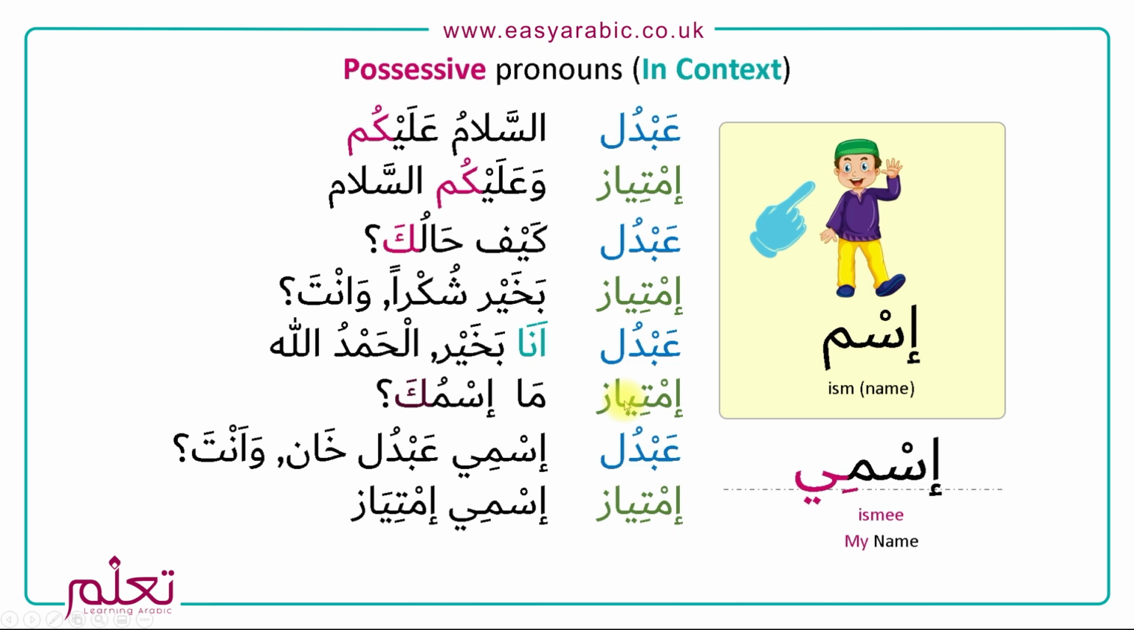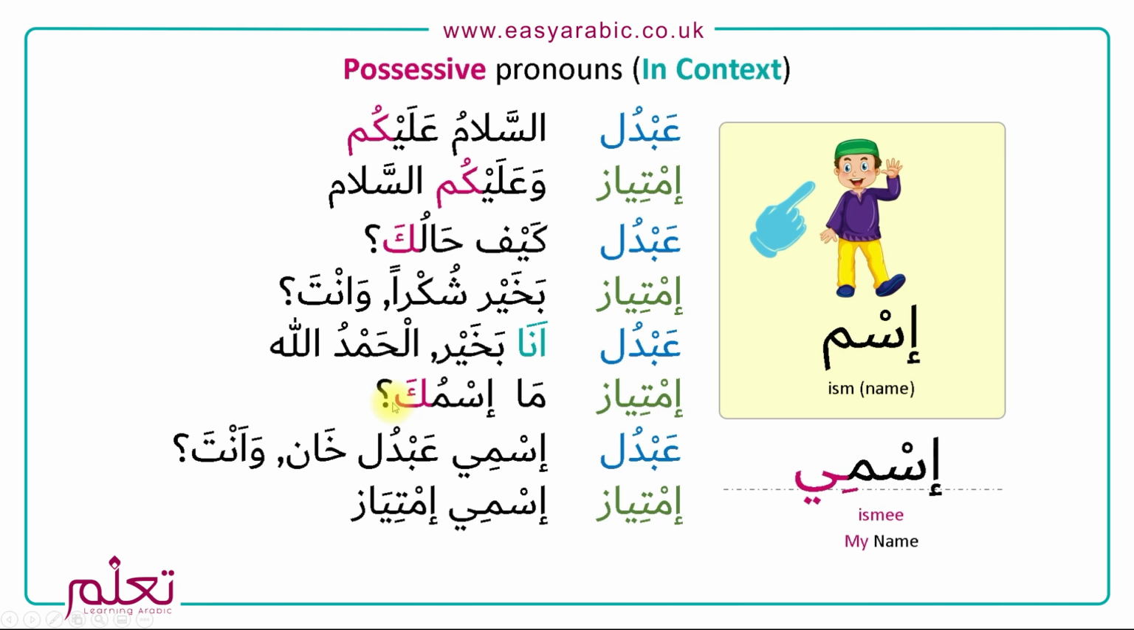Next one, Imtiaz says ma ismuka. So we did this with ma, what? Ism is name, and ka, what is your name? Ma ismuka, what is your name? Or ismuki, if you're talking to a female, or if you're talking to a group, you say ma ismukum. So here you can see now it's starting to make sense.